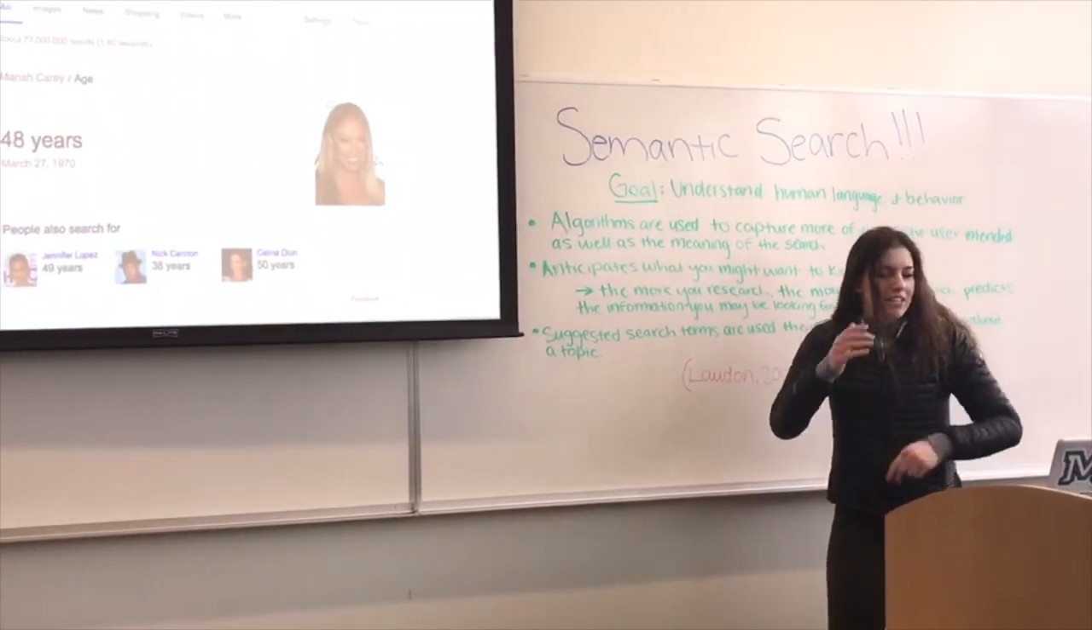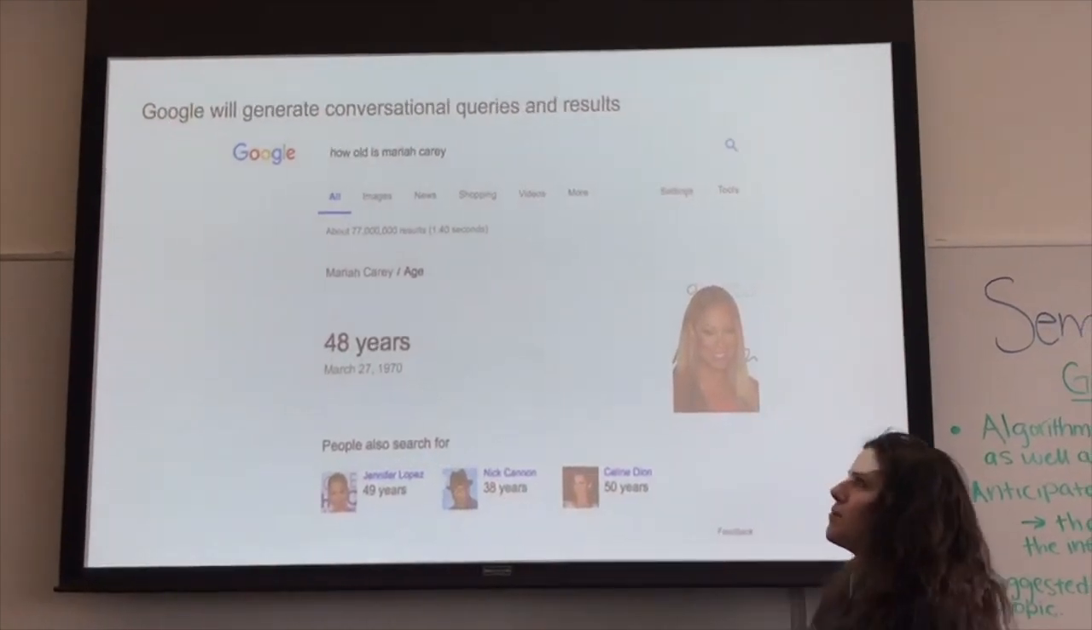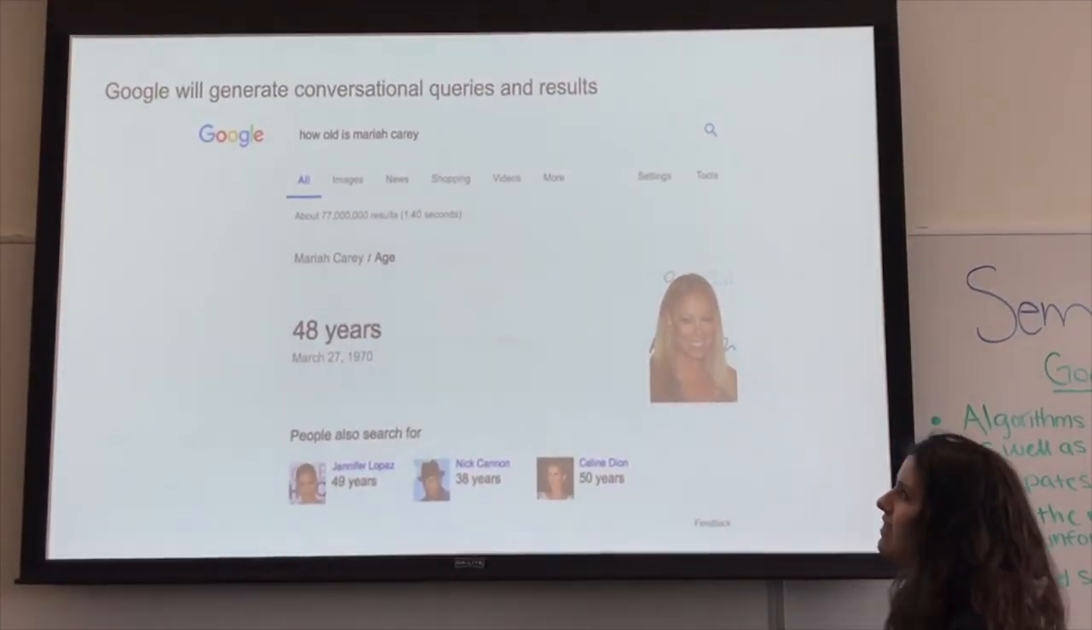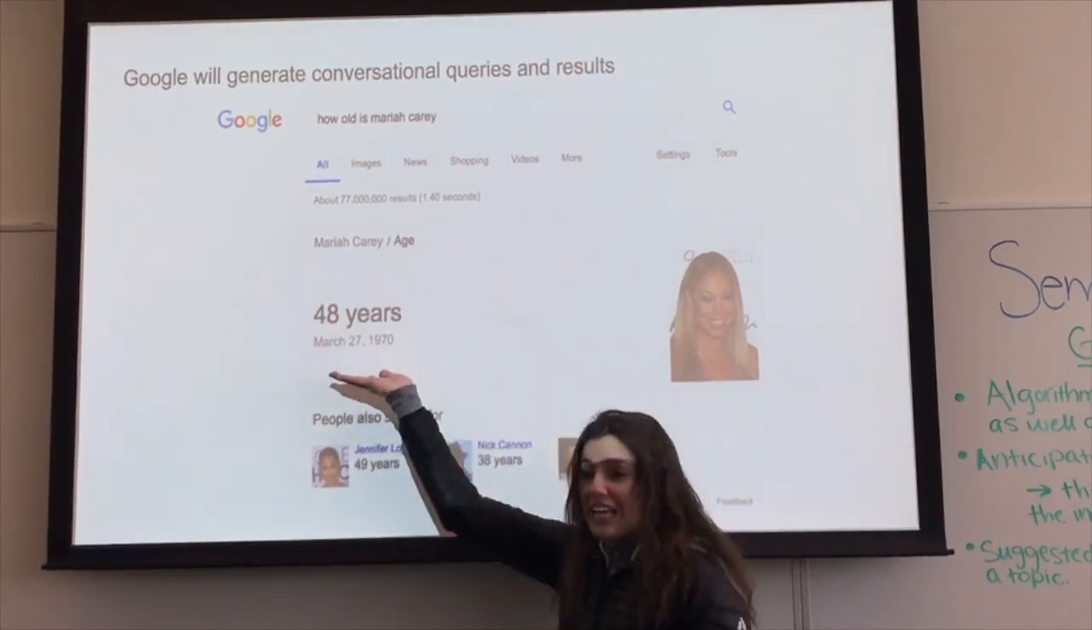Another example of semantic search is that it will generate conversational queries and results. Everyone loves Mariah Carey, just curious how old this woman is. So I looked it up. She is 48 years old.